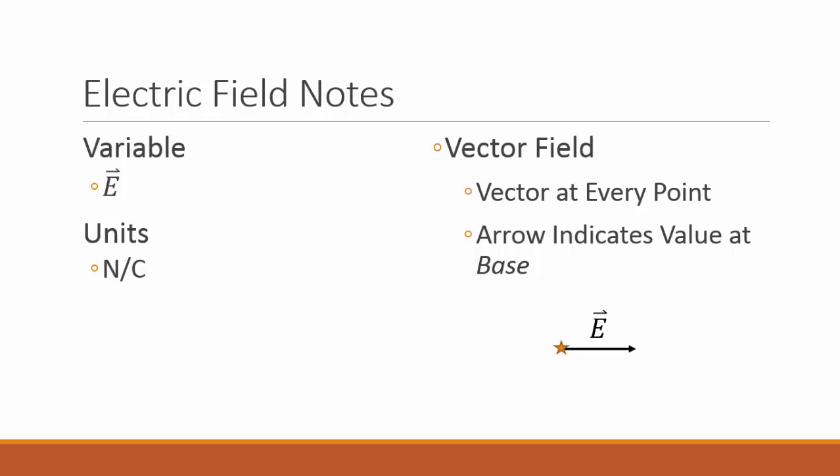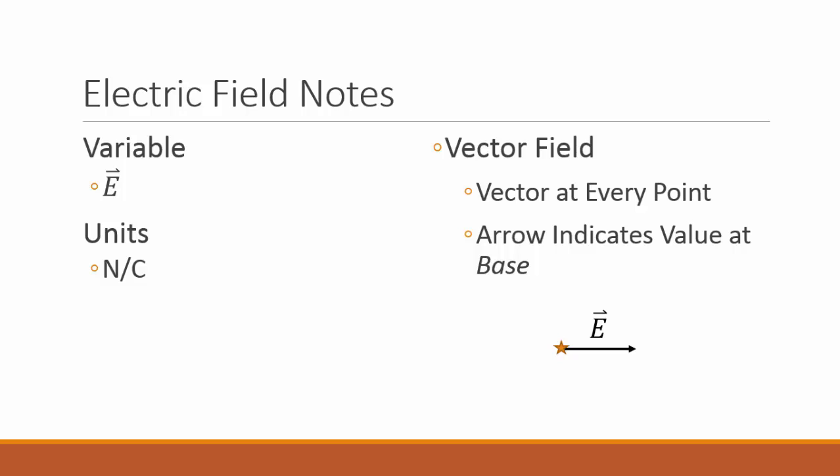Now, what I want to note also is that this is not just a vector. This is something called a vector field. Now, a vector field is a vector at every point in space. Now, that means to get the full amount of information, we want to draw an arrow everywhere, indicating how the electric field is at every location.